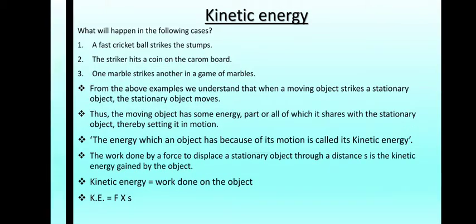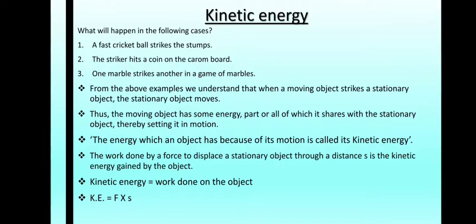Now just think what will happen in the following cases. A fast cricket ball strikes the stumps. The striker hits a coin on the carom board. One marble strikes another in a game of marbles. What will happen? We understand that when a moving object strikes a stationary object, the stationary object moves, right? Thus the moving object has some energy, part or all of which it shares with the stationary object, and that is why it is set in motion.